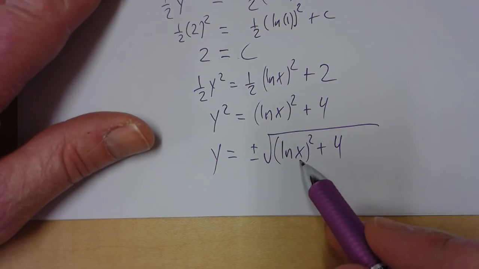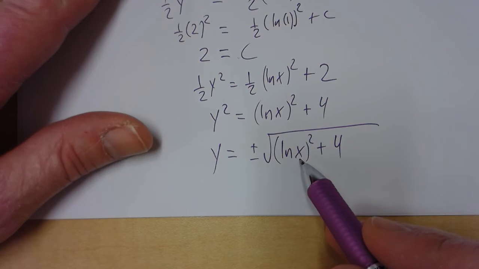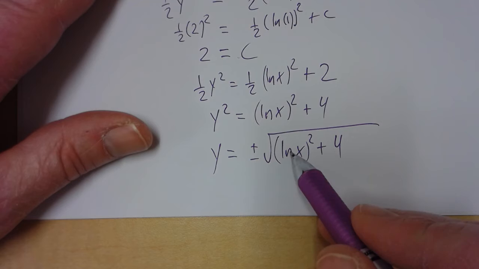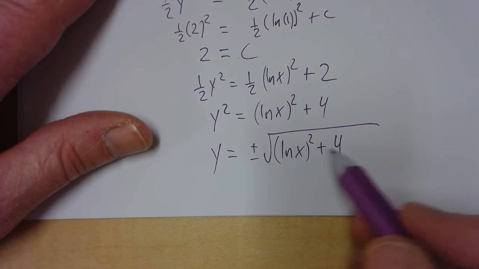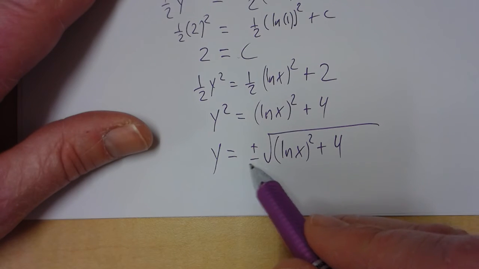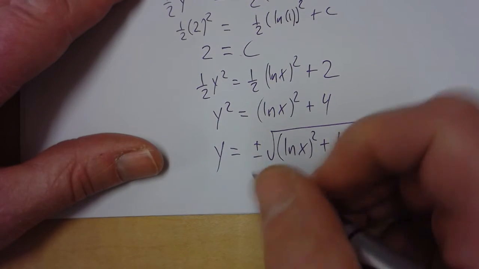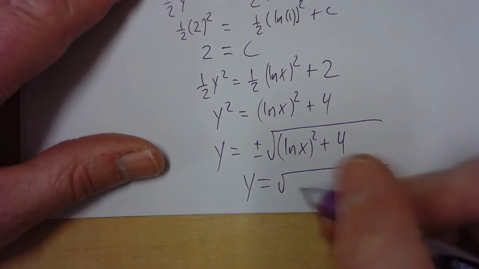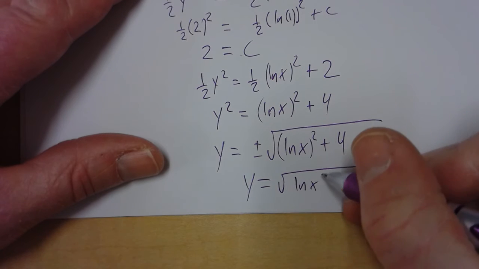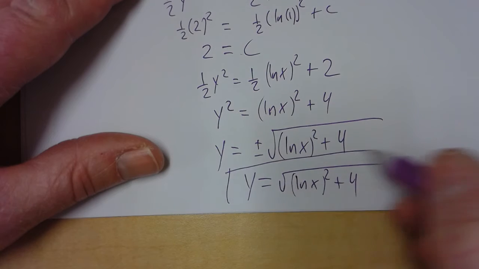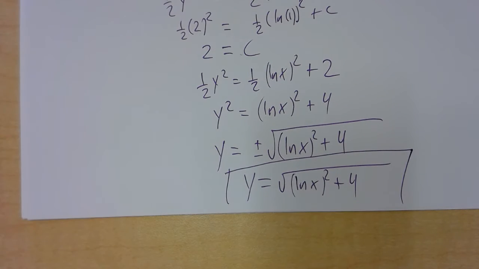Well, if I put 1 in here, I need to get 2 out, right? Because it would be (1, 2). If I put 1 here, then that would be 0, and at 4, the square root of 4 is plus or minus 2. No, it needs to be positive 2, because 2 comes out when you put 1 in. So the negative solution is a bogus solution. It's the square root of the natural log of x squared plus 4. So that's the solution to the differential equation.